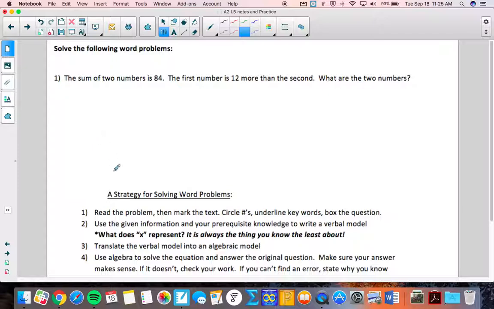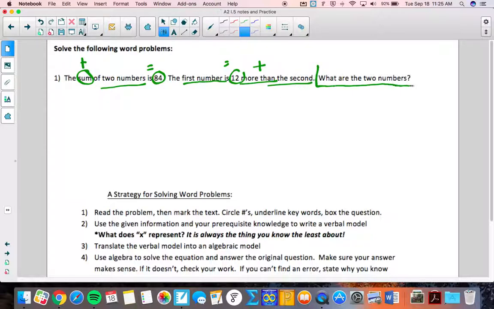So the sum of two numbers is 84. I'm going to start marking the text right now. Sum means addition. We have two numbers that add to equal 84. The first number is, or equals, 12 more than the second. So it's 12 more than the second. That means take the second number and add 12. What are the two numbers?